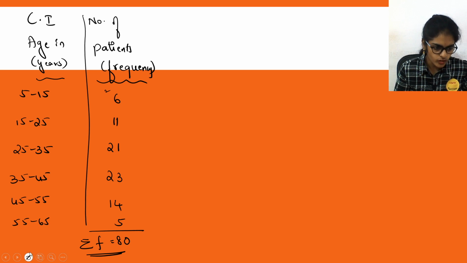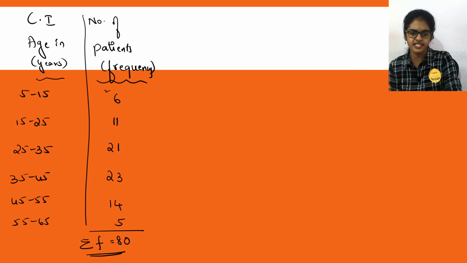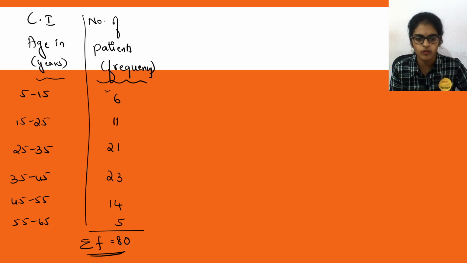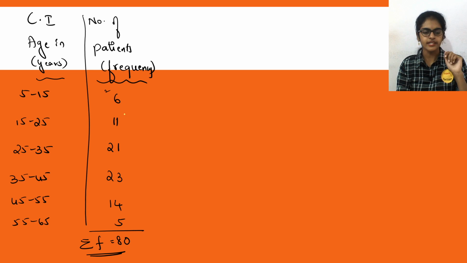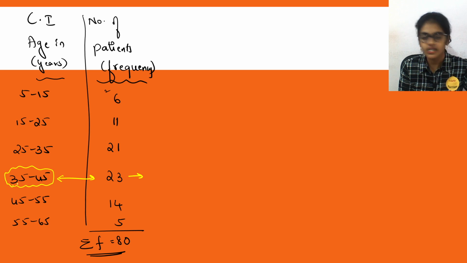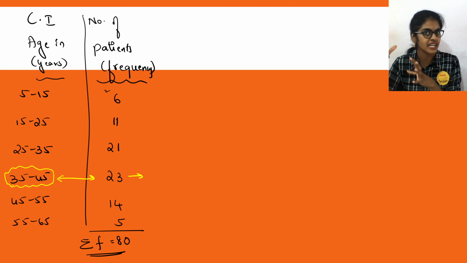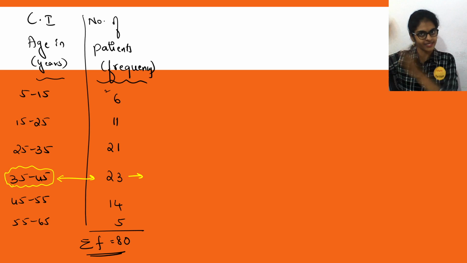Now have a look here. This is the table given horizontally and I just wrote it vertically. From this table, I will find what is the highest frequency. Can you tell me what is the highest frequency? See here, 6, 11, 21, 23, 14, 5. 23 is the highest frequency. So the class interval corresponding to this highest frequency, you can take it as a modal class. Did you all understand? We are not writing extra columns like we did in mean. To find mean, we wrote xi, class mark, and all those extra columns, and we are not writing them here.